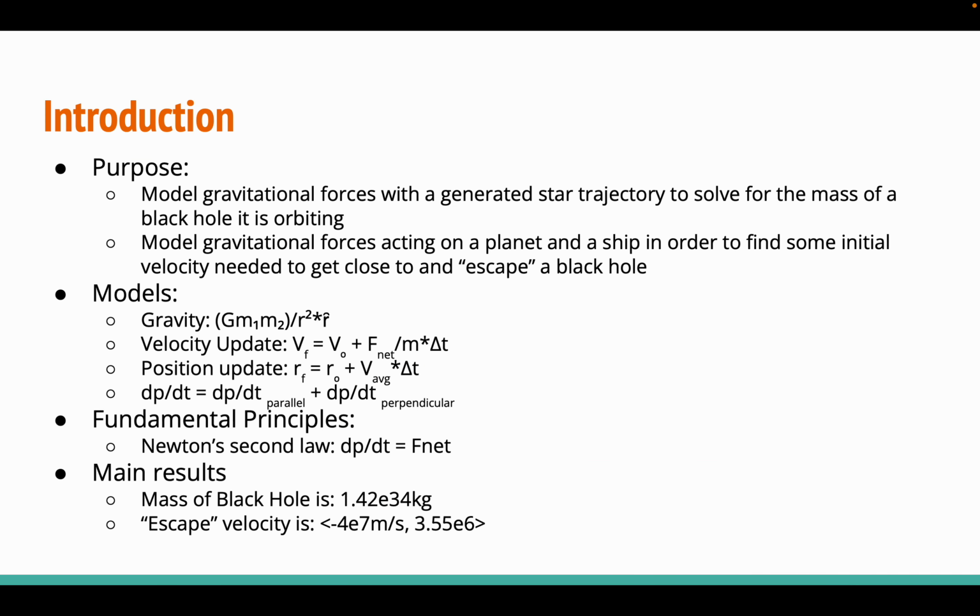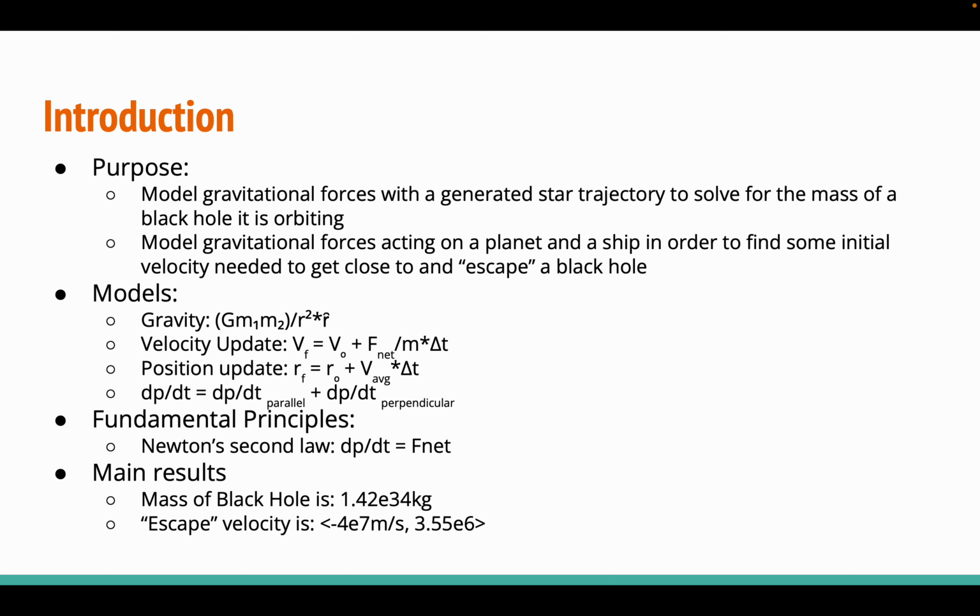Physics Lab 3. The purpose of this lab is to model gravitational forces on a star trajectory that we calculate with our emails and to solve for the mass of the black hole that the star is orbiting. In part 2 of the lab, we want to figure out the initial velocity that a starship needs to have in order to escape some kind of black hole without running into the black hole or the planet.